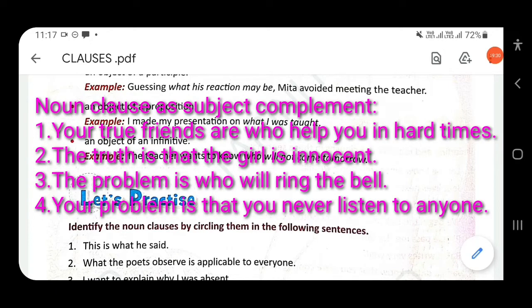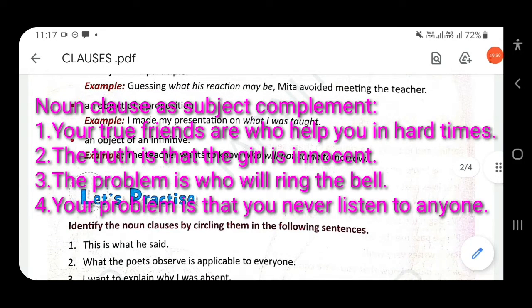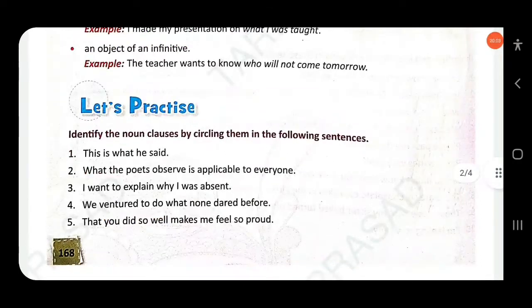Similarly, take another example. Your problem is that you never listen to anyone. So here the problem is equal to that you never listen to anyone. That you never listen to anyone, this is subject complement. It tells about the problem. Clear? So, in this way the noun clause functions as the subject of the verb, object of the verb, subject complement, and object of the preposition. Clear?